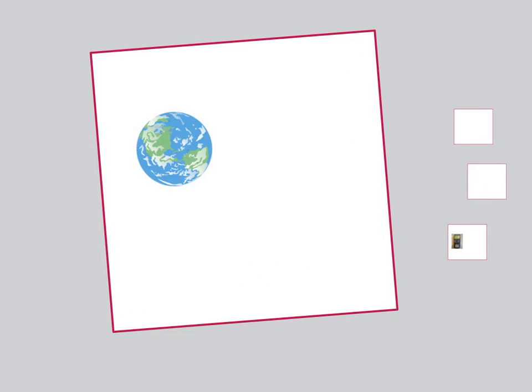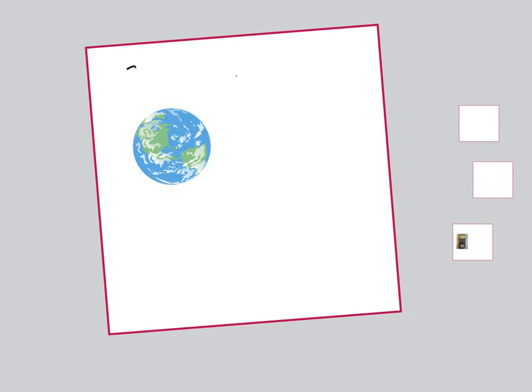Hi everyone. Today we're going to talk about scientific notation. So scientific notation is how chemists write numbers.